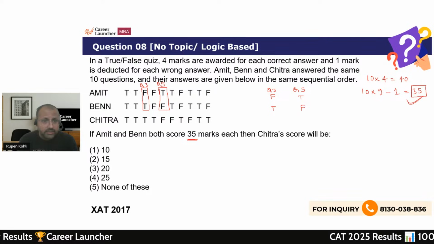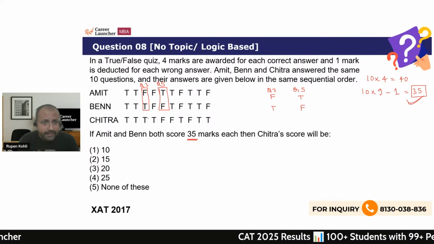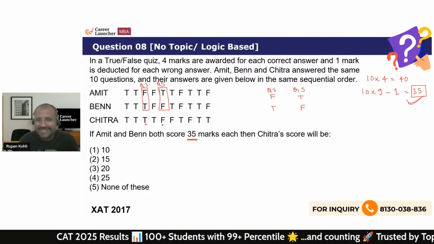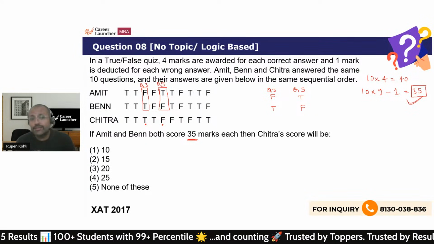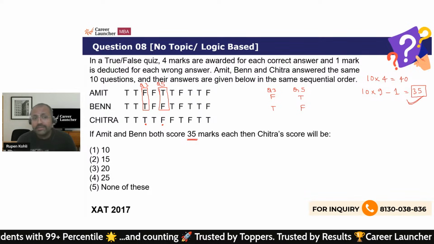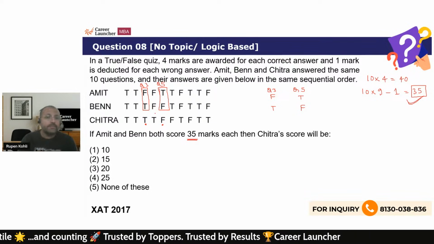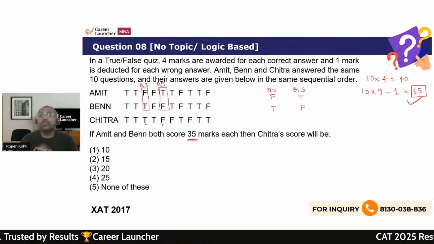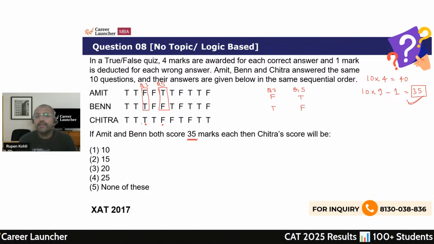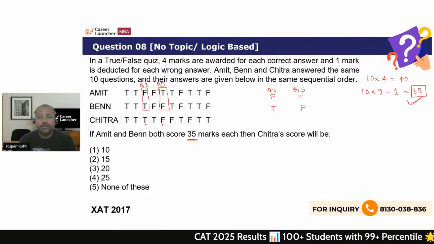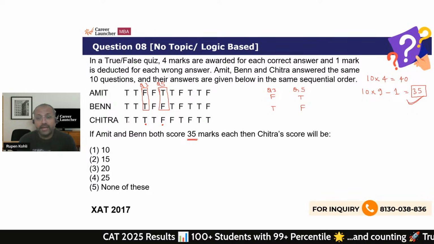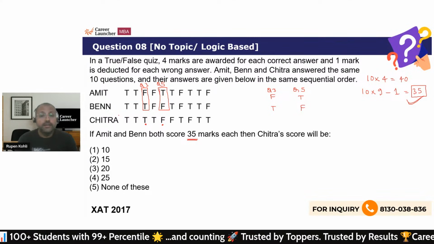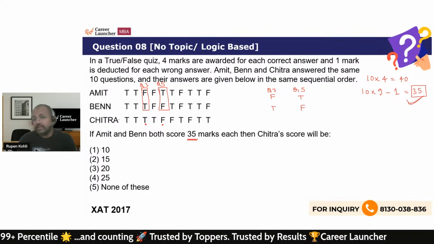But look at this. Ben has answered TF and Chitra has also answered TF for those two questions. So although we don't know the answer key for the 3rd and 5th questions, we know that since Ben has answered exactly one of them correctly, Chitra would also have got one correct out of these two questions. For the remaining 8, we can just check based on Chitra's answer key how many of them are correct. That should get us to the number of correct questions answered by Chitra.